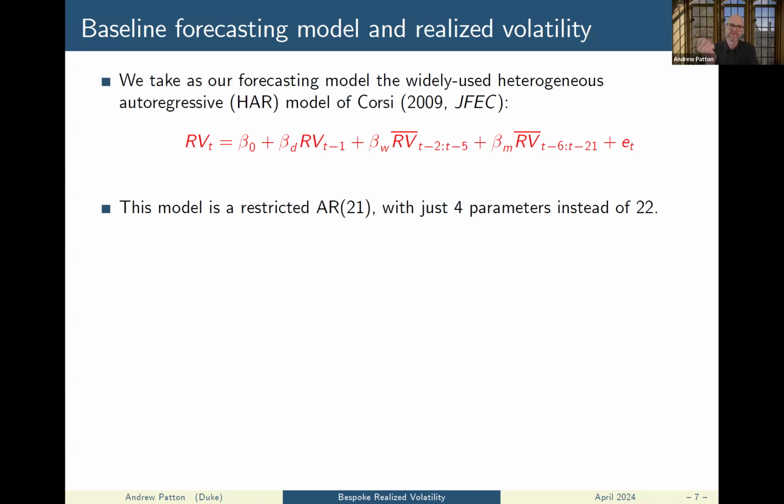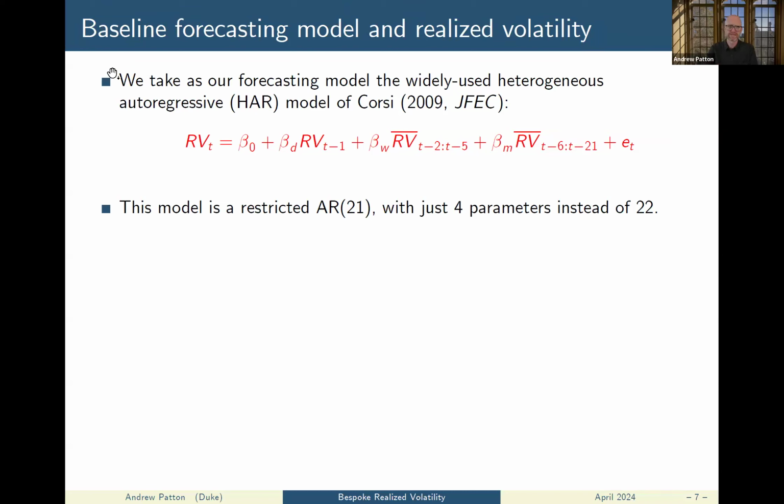Okay, so the whole idea of bespoke realized variance is that you need to know the model in which the realized variance measure, the volatility measure, is going to be used. So you have to take a stand on what model we're going to use. So for most of the paper, we're going to adopt the heterogeneous autoregressive model, or HAR, of Fulvio Corsi from 2009. That model is very widely used in volatility forecasting, partly because it's so simple to estimate.